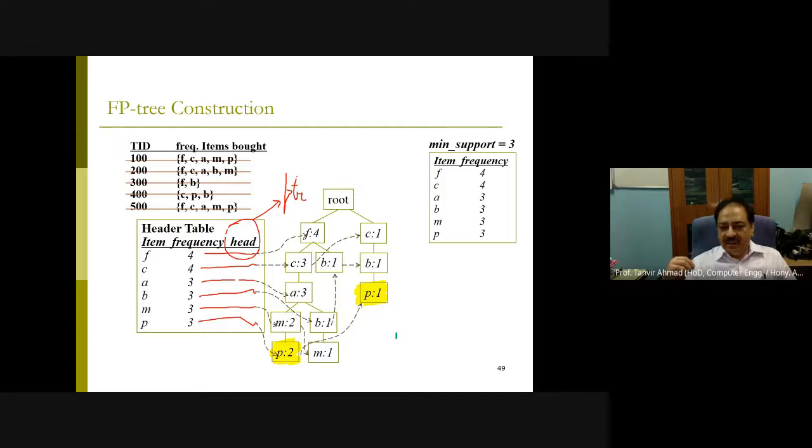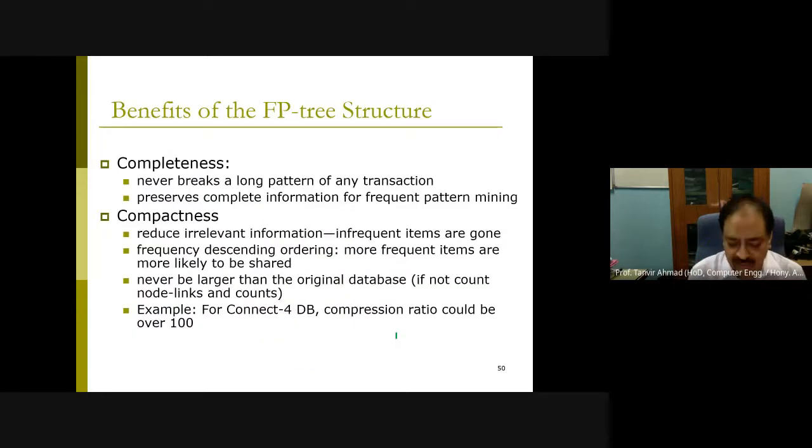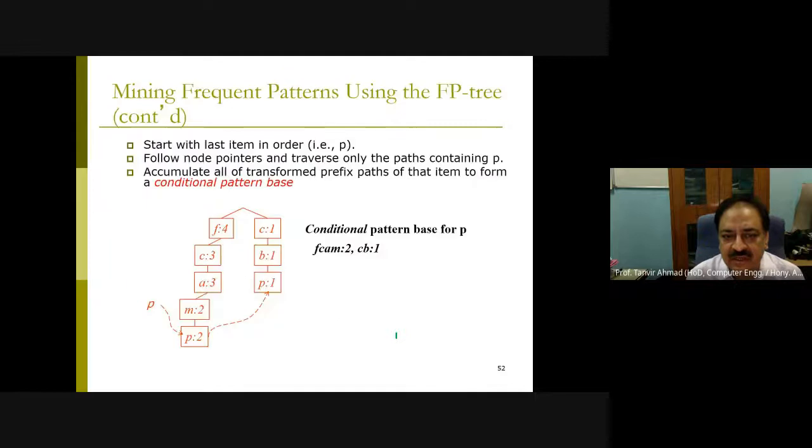Therefore इस दोनों P का दो ब्रांच ऐसे हैं जो कि आ रहे हैं. कौन कौन से? Therefore in that case, I'll just show you like this. It's called the conditional pattern base. तो conditional pattern base क्या आ रहा है? ये P का बना रहे हैं हम लोग.